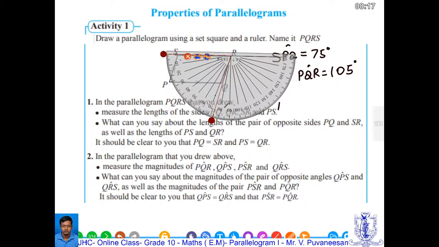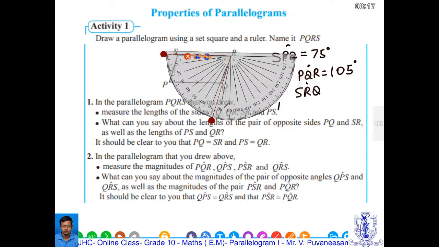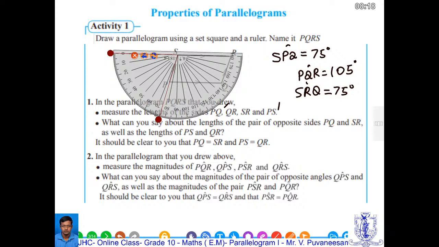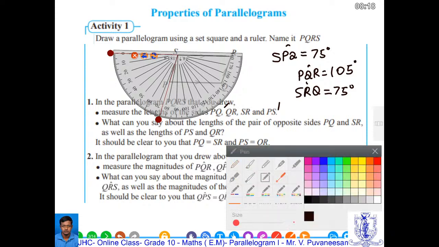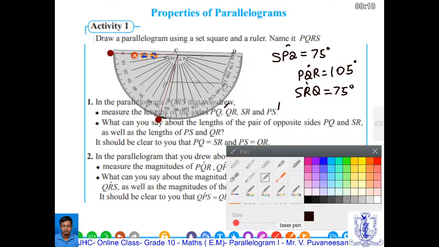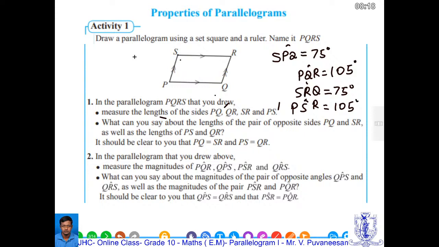Angle SRQ equals 75. And PSR equals 105. This is 90, so this is 100, 105. PSR is 105.